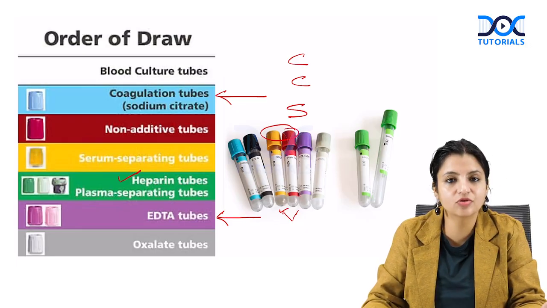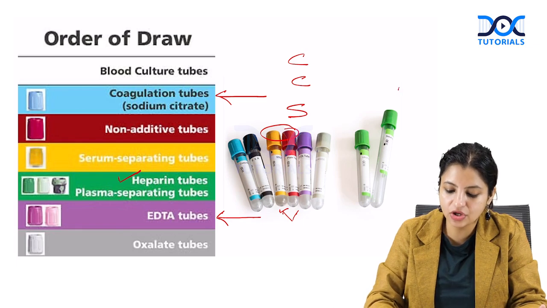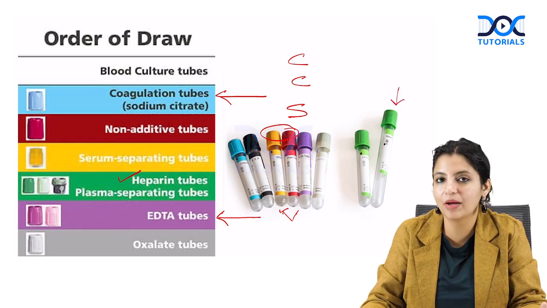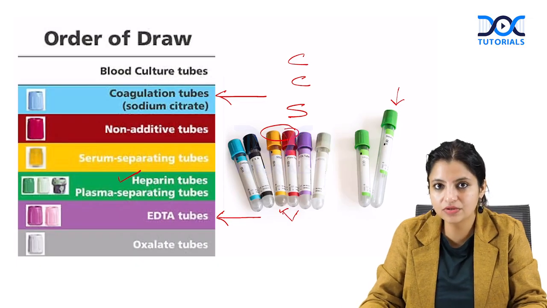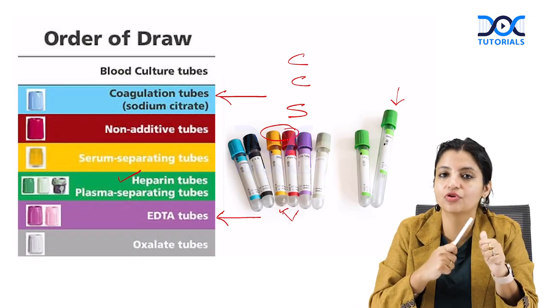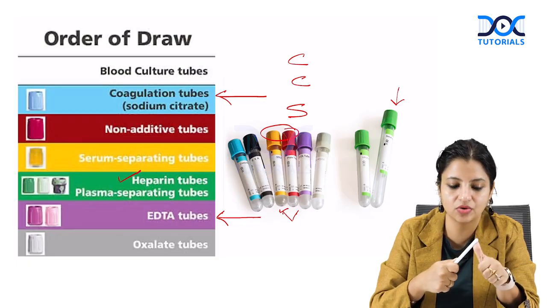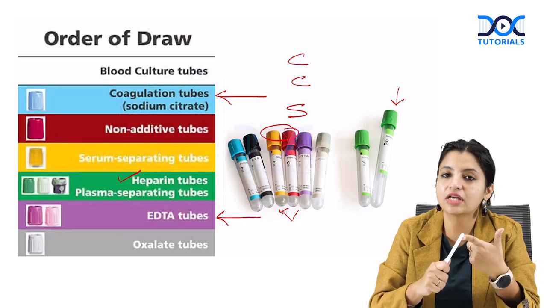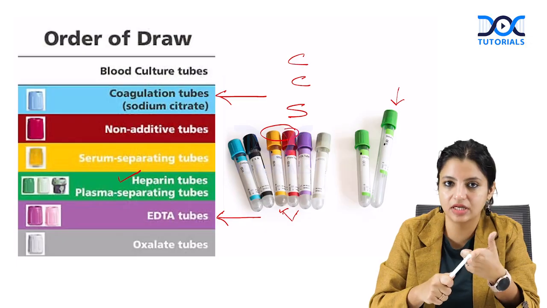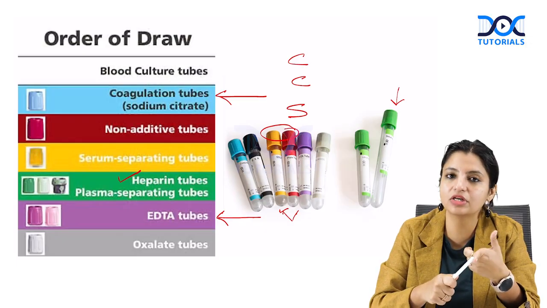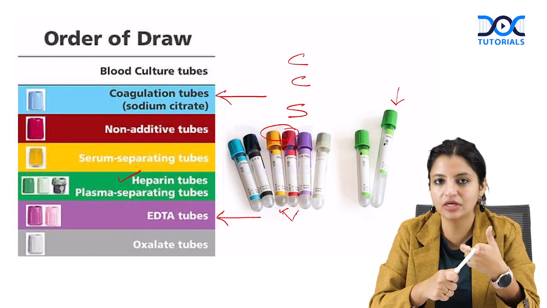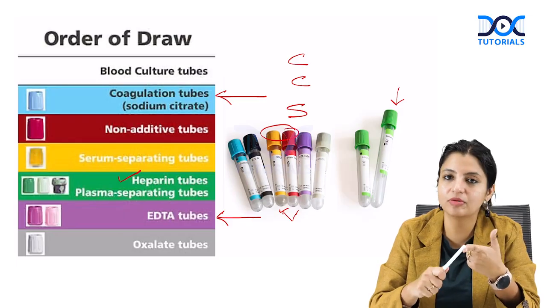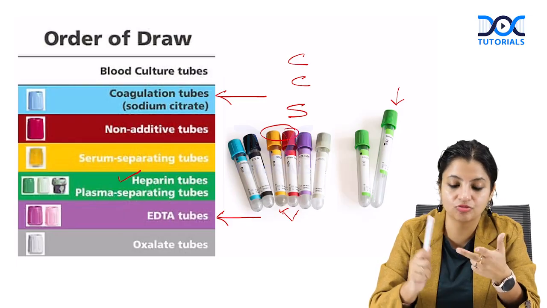Okay, so heparin tubes, whenever I'm saying, this is your green top tubes. Heparin tubes are always green top tubes, and basically heparin, where do you use heparin? Heparin is basically used for your osmotic fragility test. It can also be used for your IPT, that is flow cytometry. For flow cytometry, we can use either EDTA or heparin. Both can be used.